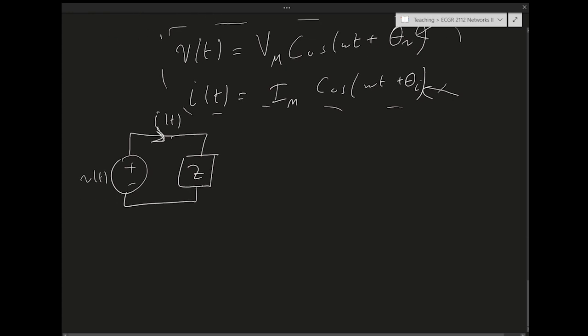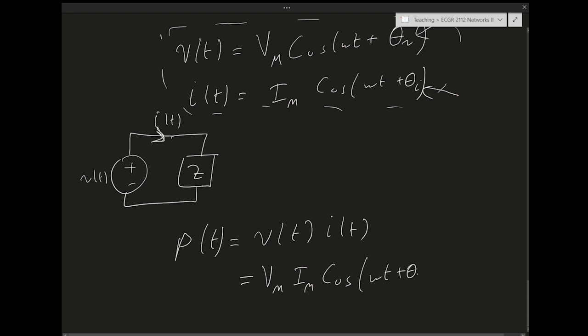Okay. What is the instantaneous power in this case? P of t is just V of t times I of t, right? So this equals Vm Im cosine omega t plus theta v times cosine omega t plus theta I.